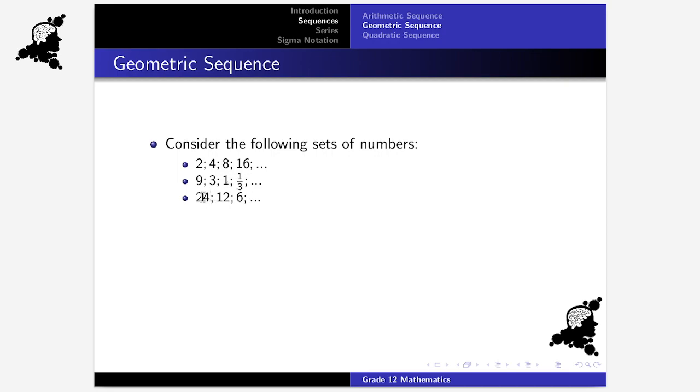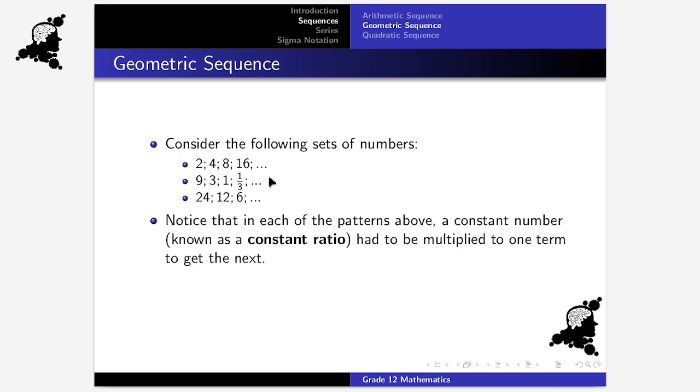When we look at the third sequence, we've got 24, we've got 12, we've got 6. What's happening here is we just keep on dividing by 2. 24 divided by 2 gives me 12. 12 divided by 2 gives me 6. So we just keep on dividing by 2.